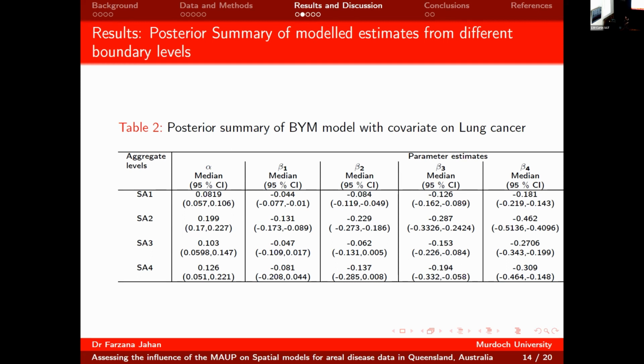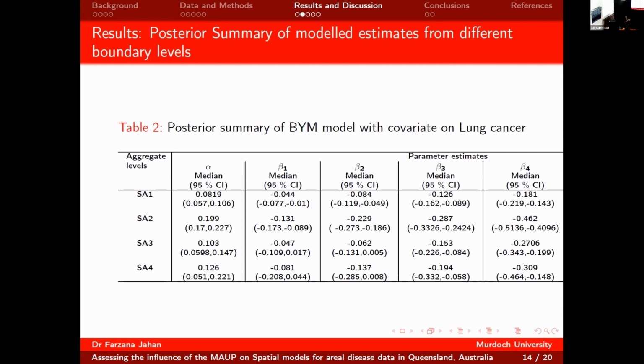So if you just look at the confidence intervals, or credible intervals in this case, because these are from posterior distributions, you would see for SA1 and SA2 level, your estimates of the regression coefficients are all significant. And for the SA1 level, you have narrower credible intervals because you have so many areas.